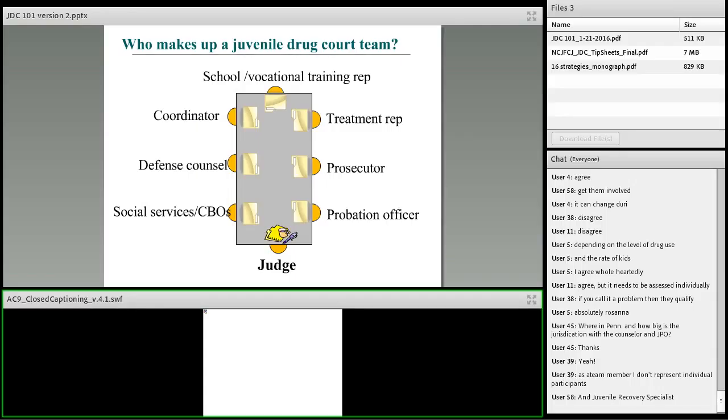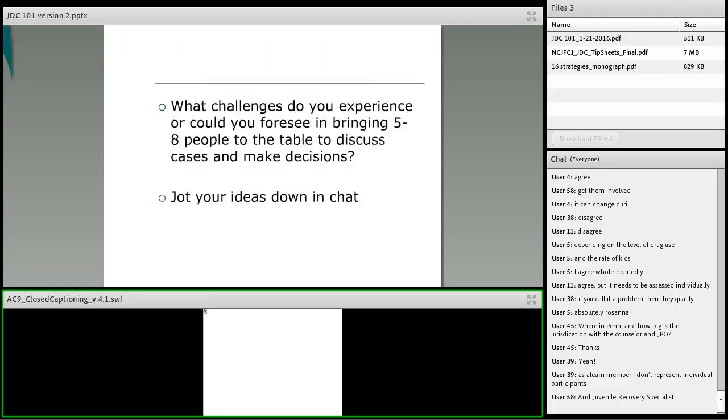And then of course the judge. The judge serves a number of roles. They are, of course, the judicial officer. In some courts, the judge is the coach, and so the team makes recommendations, but the judge makes the final decision. In some courts, the judge is a team member, and so the team votes or they come to consensus, and the judge abides by that. The judge is the face of the team in the courtroom, and oftentimes the face of the team also out in the community.